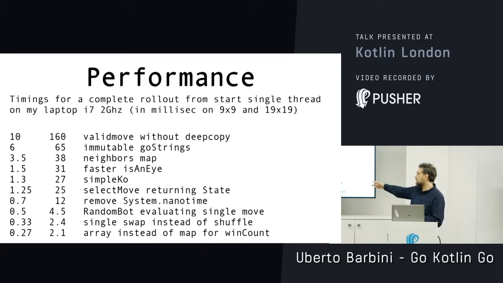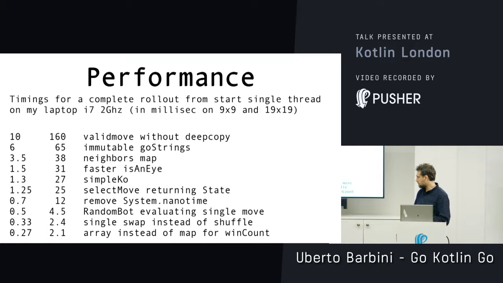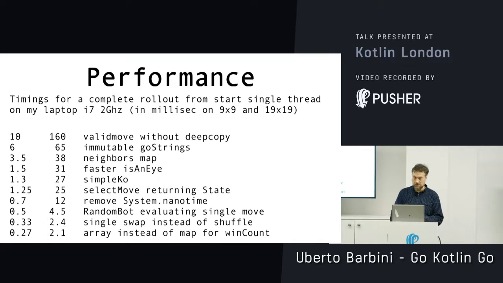And then, instead of shuffling all the possible moves, just do a single swap and then take the random ones one by one, basically. If you want to look at the code, everything is in Git.